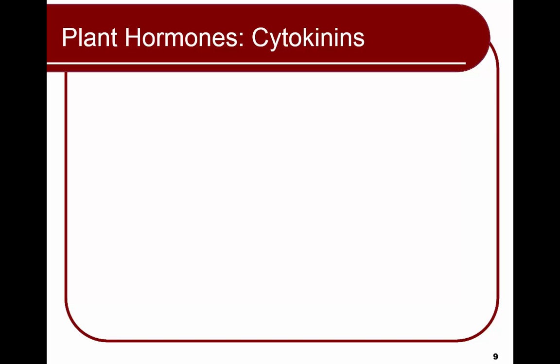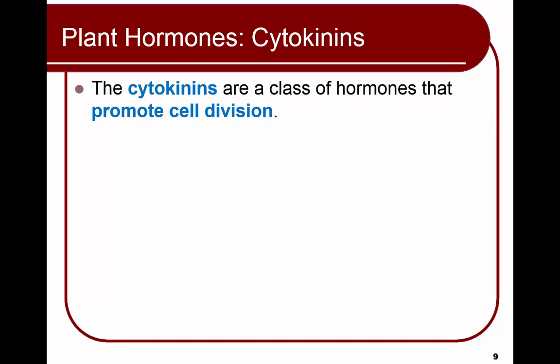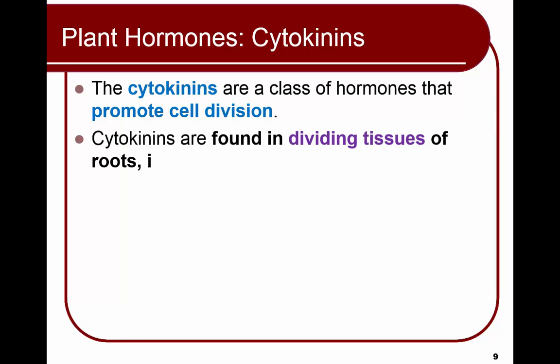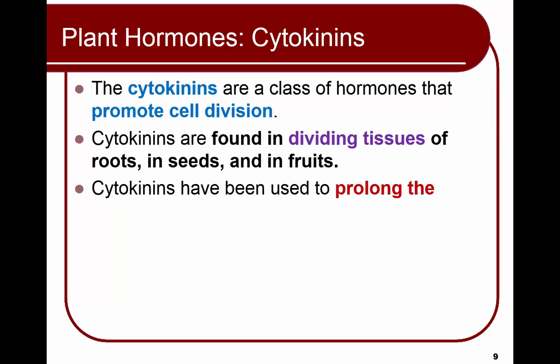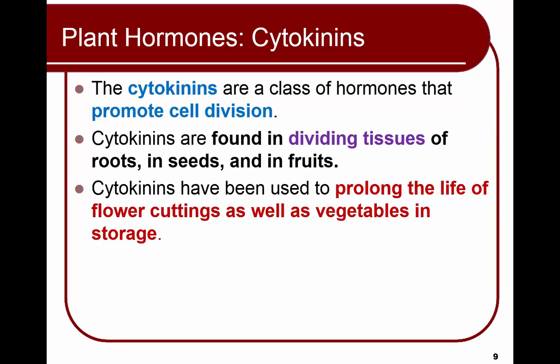Now, cytokinins is another type of hormone, and these promote cell division. We find these in the dividing tissues of the roots. We find them in seeds, and we find them in fruits. And what they do is they promote the life of the flower cuttings or the life of the vegetables. When we buy them from the store, they'll stay good for a while in our refrigerator at home.